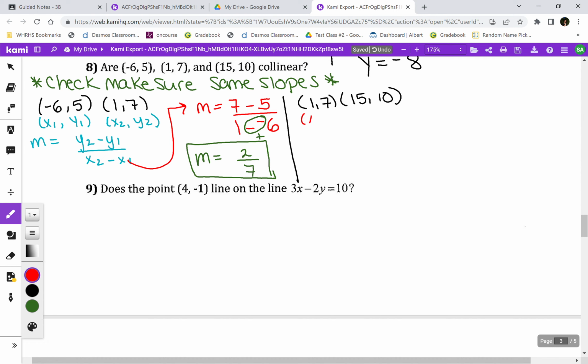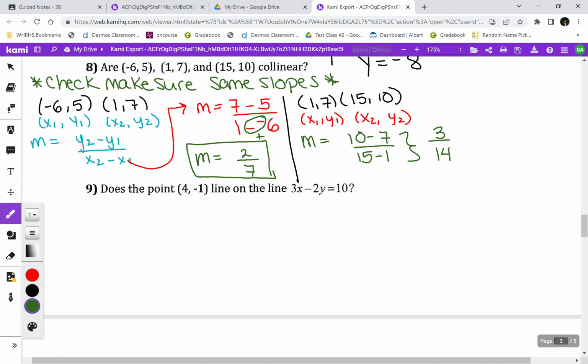So I'll say this is x1, y1, x2, y2. So our slope will be 10 minus 7 over 15 minus 1. 10 minus 7 is 3. 15 minus 1 is 14. Is that 2 over 7? No. So can I stop here?